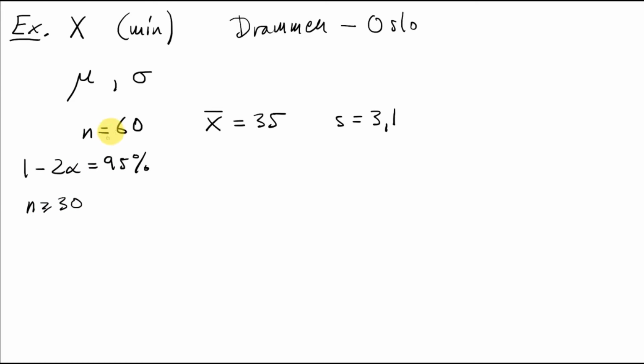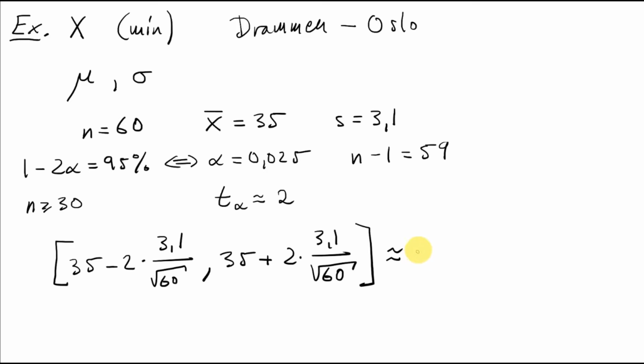Since n is larger than 30, the mean is normally distributed. Alpha is equal to 0.025 with 59 degrees of freedom. Then according to the table, we have that t alpha is equal to 2. Then the confidence interval becomes this, which can be rounded off to this here. So with 95% probability, the true traveling time is between 34 minutes and 36 minutes.